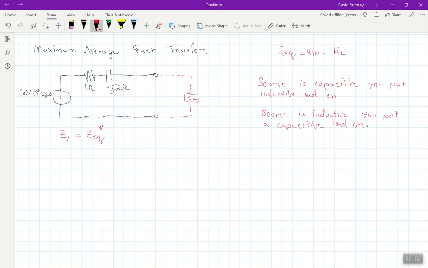For this example here, this is a pretty easy example to see what the equivalent impedance is. I'm not even going to draw anything here. This equivalent impedance is just looking at this 1 ohm and this minus J2 in series. So my equivalent impedance is 1 minus J2 ohms. But what that means is I set the load to 1 plus J2 ohms. Now remember, if it's a positive imaginary, that means it's inductive. If it's negative imaginary, that means it's capacitive. So I've now put an inductive load on.